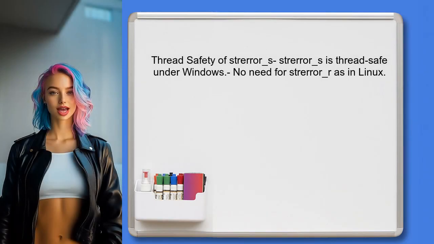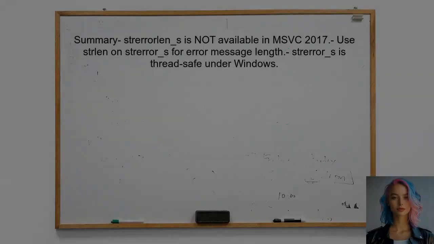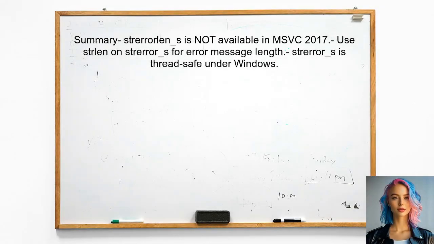Now, regarding the thread safety of C11 under Windows, the user should note that C11 is indeed thread safe. Unlike its counterpart under Linux, which may require the use of C11 for thread safety, C11 is designed to be safe for concurrent use. In summary, the user should remember that while C11 is not available in MSVC 2017, they can still retrieve the error message length using C11 on the result of C11. Additionally, C11 is thread safe, making it a reliable choice for error handling in multi-threaded applications.